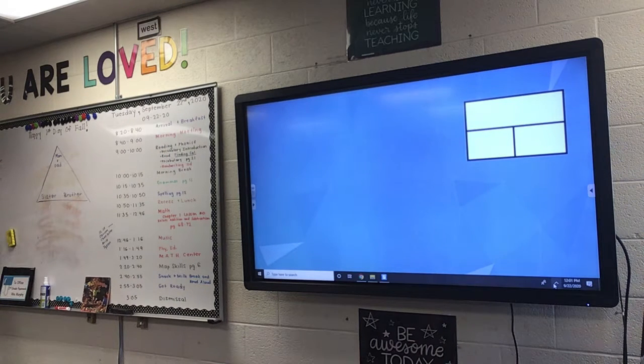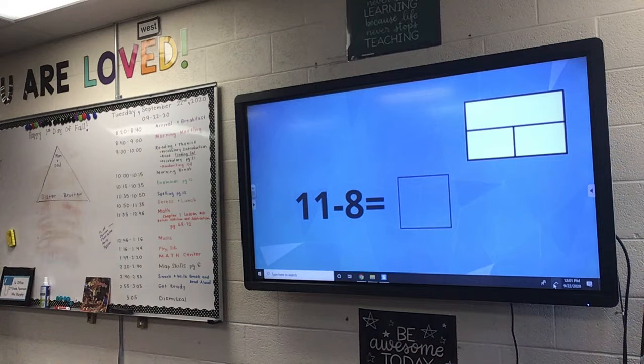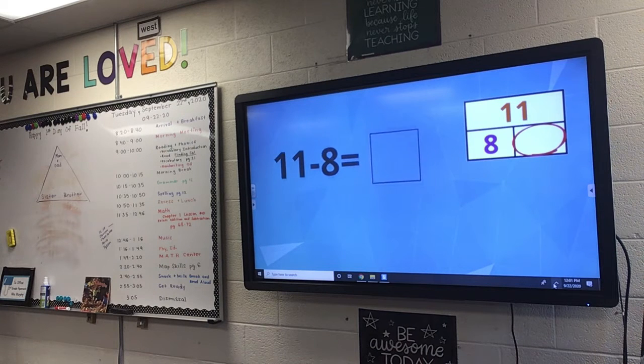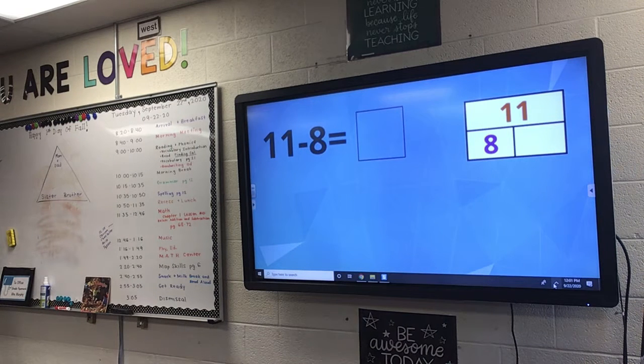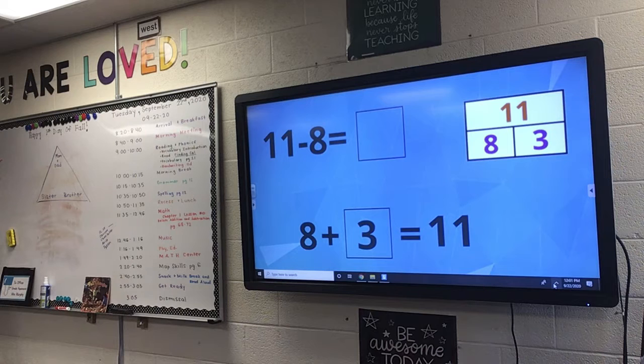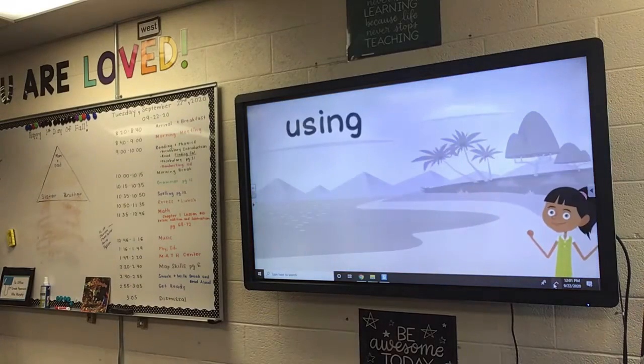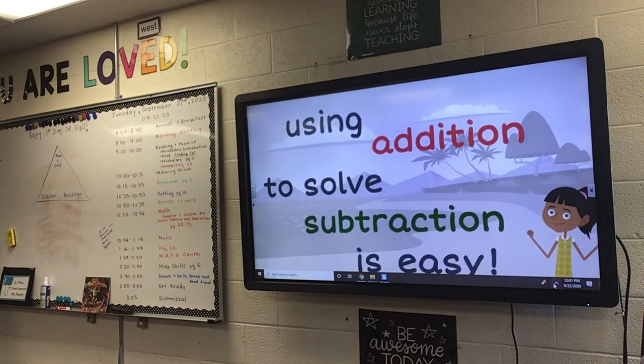Let's try one more. 11 take away 8. Because it's subtraction, 11 is the whole. 8 is one of the parts, and we are missing the other part. Let's think about this as an addition problem. 8 plus something equals 11. 8 plus 3 equals 11. That means 11 take away 8 equals 3. Using addition to solve subtraction is easy.